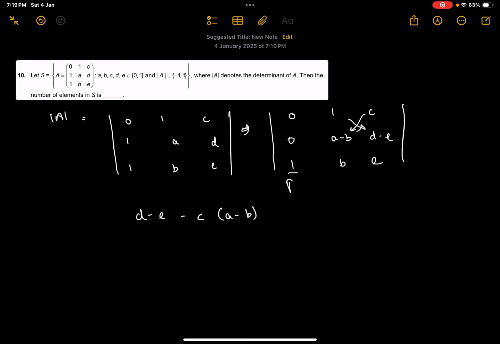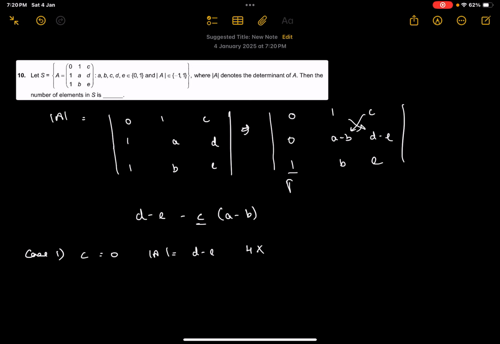Now we are given that A, B, C, D, E can either be 0 or 1. And we need the determinant of A to be minus 1 or 1. So take case 1. We'll take the cases on C. When C is equal to 0, we get determinant of A equals D minus E. So if C is 0, then A and B can be anything. So we have 4 different possible combinations for A and B.